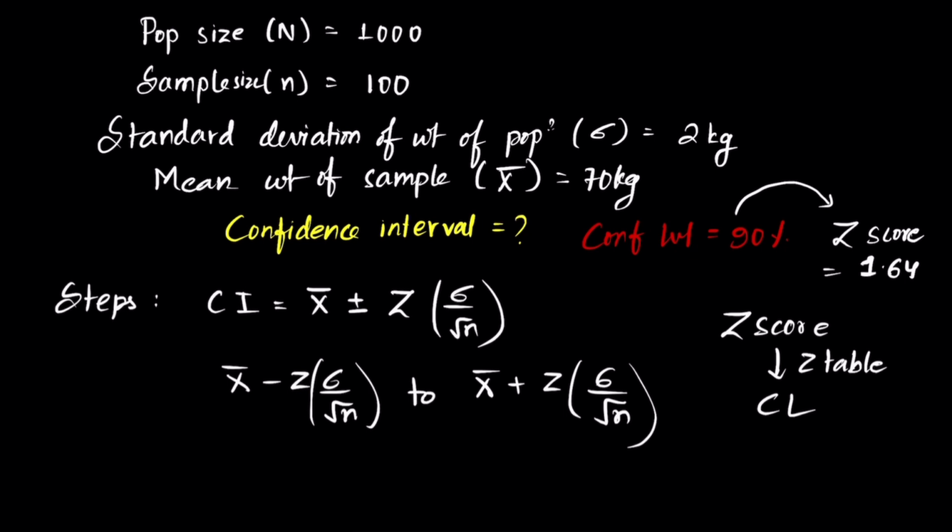After you have found your confidence interval, you can write the conclusion as: there is a 90% chance that the true mean weight of the population is in between this much kg to this much kg. This is going to give you the answer in kg, which is going to be the lower limit. This is going to give you the answer in kg. This is going to be the upper limit.